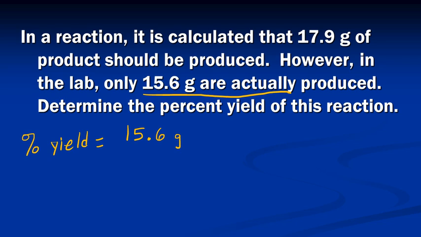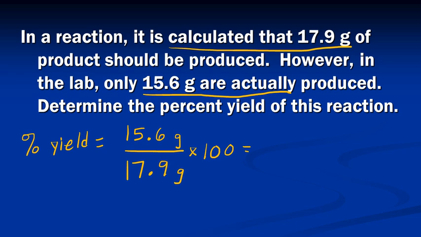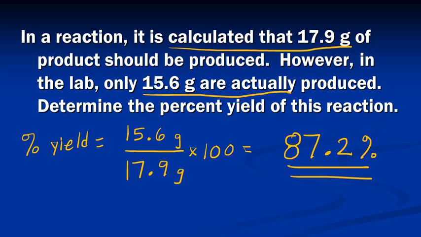And then in the denominator, we're going to put the theoretical yield. It says that we calculated that 17.9 grams should be made. So that's our theoretical yield, 17.9 grams. And of course, we're going to multiply that by 100. And then when we key that into our calculator, we find that the percent yield is about 87.2%. That seems pretty easy.